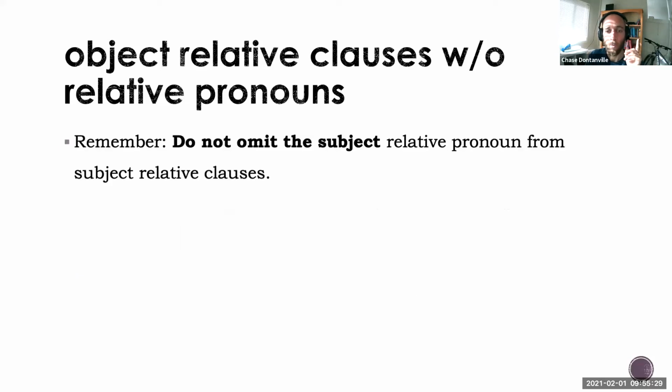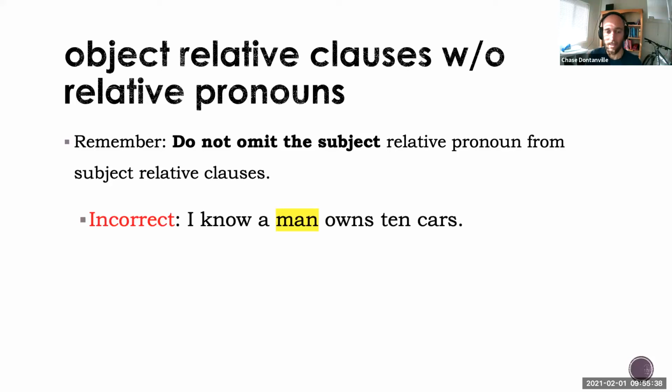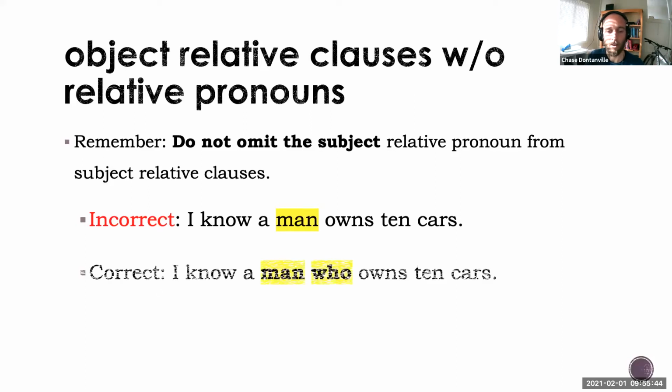Remember, do not omit the subject relative pronoun from subject relative clauses. So you cannot delete the subject. So it's incorrect to say, I know a man owns 10 cars. No. I know a man who owns 10 cars. Okay, so with a subject relative pronoun, you have to leave it. But object relative pronouns, you can delete.